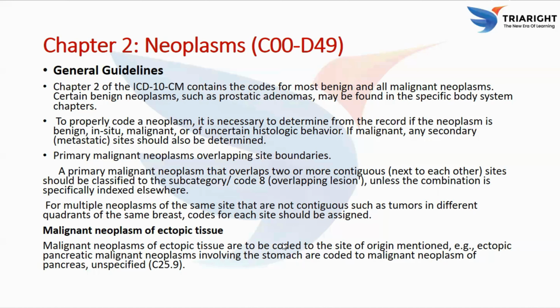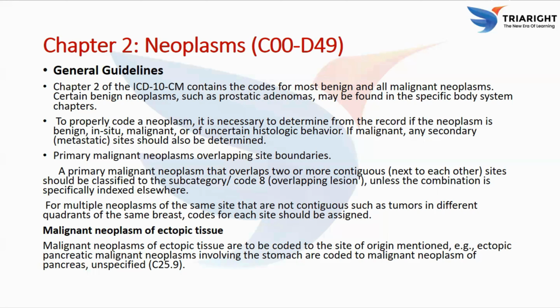The next guideline is about multiple neoplasms in the same organ, that is, non-contiguous. If separate tumors exist in different parts of the same organ and they are not touching, you have to code each site separately. For example, tumors in the upper outer quadrant and lower inner quadrant of the same breast. You have to assign two separate codes, not an overlapping code. So touching is overlapping, and separate means multiple codes.